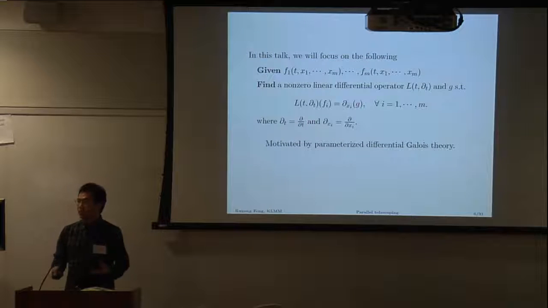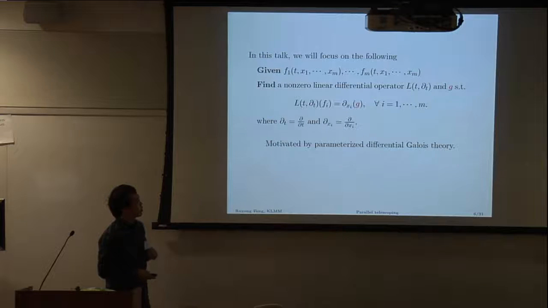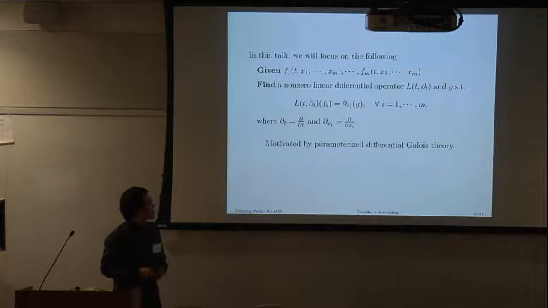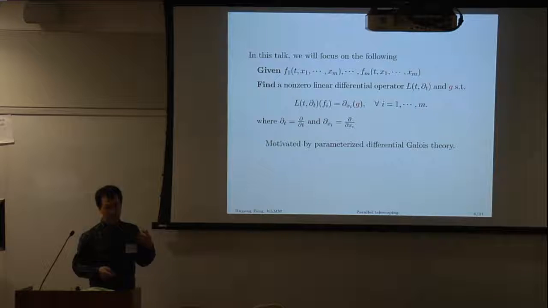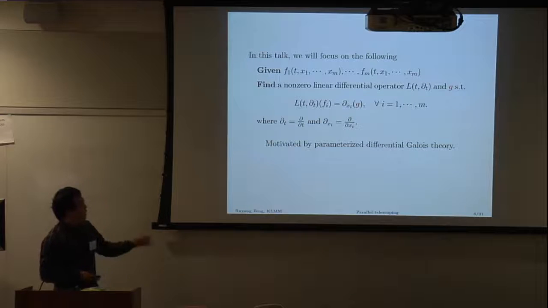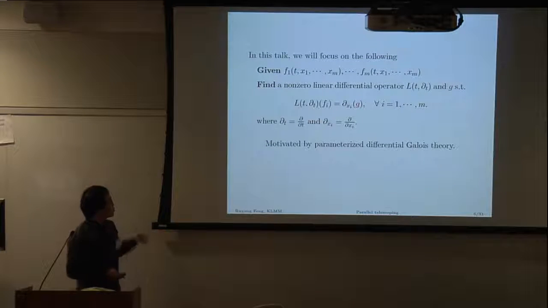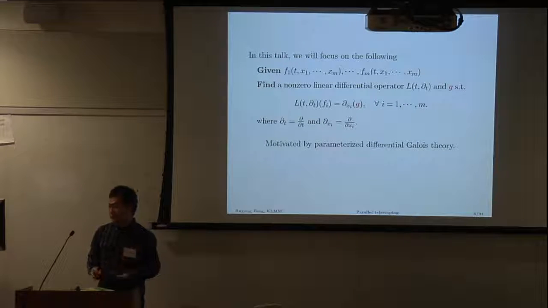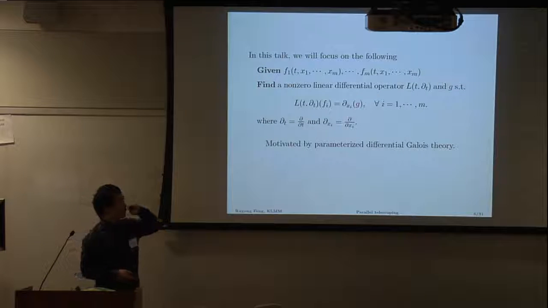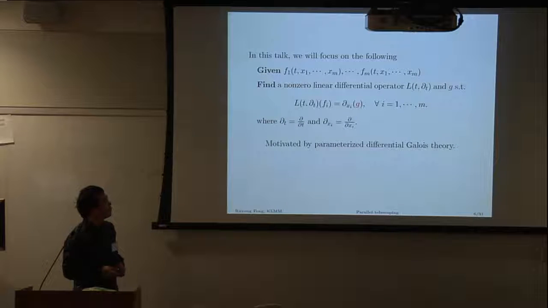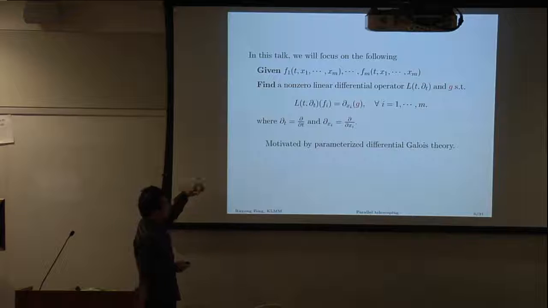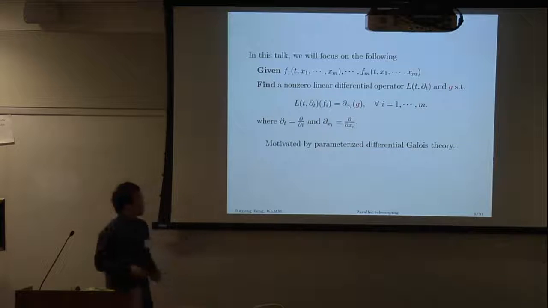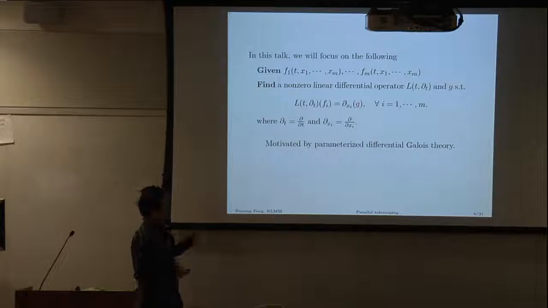Okay. And in this talk, we will focus on the following problem. Now we are given not one function, but m functions, say f_1, f_2, up to f_m. And we try to find a non-zero linear differential operator L and a function g such that L(f_i) is equal to the derivative of g with respect to x_i for all i from 1 to m. This means that these functions f_i share the same certificate g. And actually, we have some restrictions on the certificate g, which you will see later.